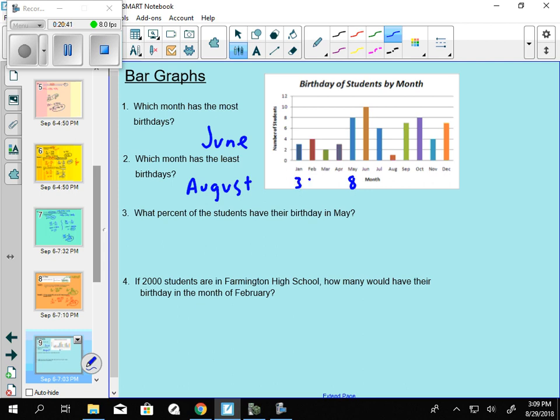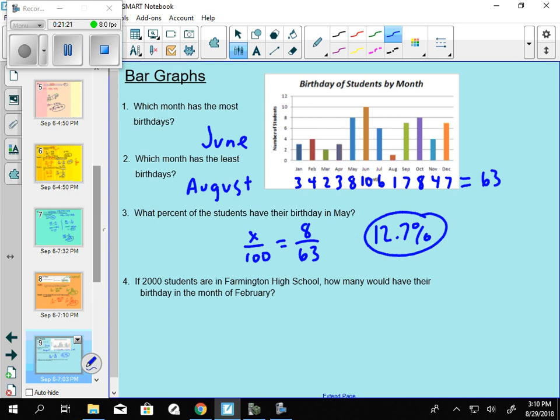So here we have 3, 4, 2, 3, 10 that we already talked about with June, 6, 1, 7, 8, 4, and 7 on the last one. Adding all those up, that totals 63 total students. So now we can figure this out. What percent, what out of 100? May, again, is 8, so 8 out of the total of 63. Do a little math there, and you get about 12.7%.